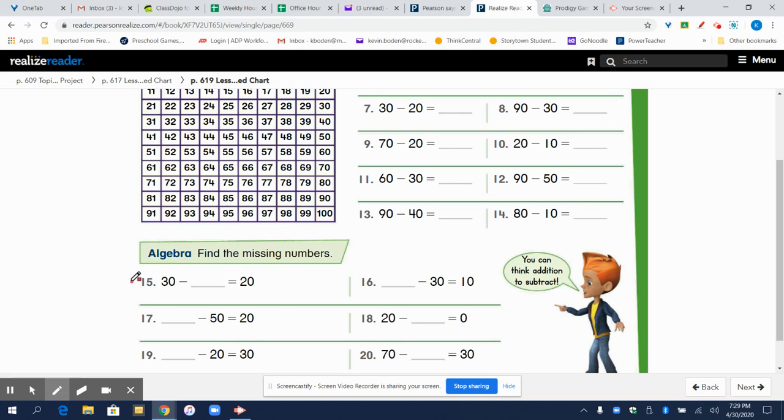So number 15 says 30 minus, how many to get down to 20? Well, I'm going to start at 30. And how many do I have to count down to get to 20? Well, I'm going to take away 10. That is all I have to do. I'm going to get my eraser out and try keeping it nice and neat.